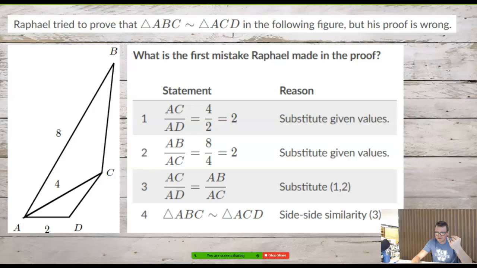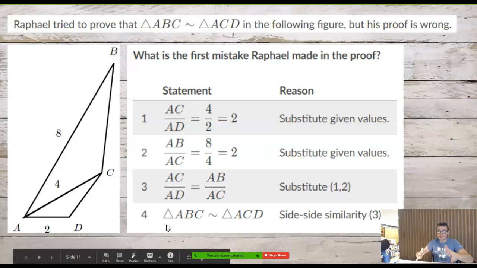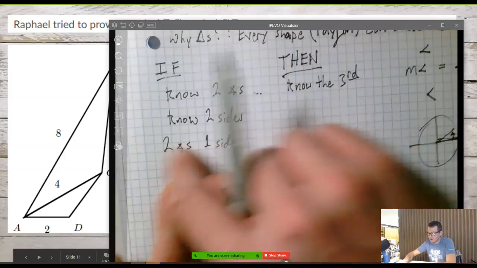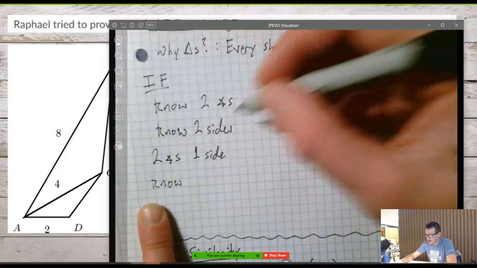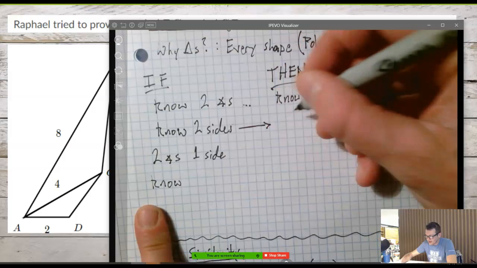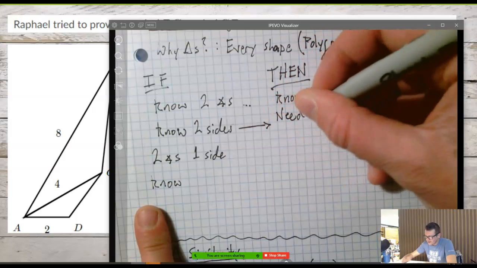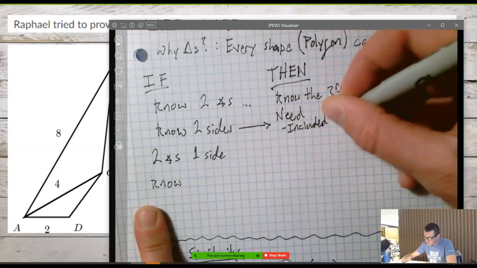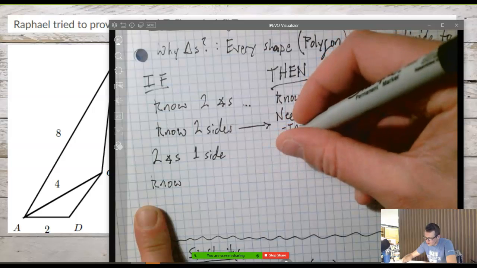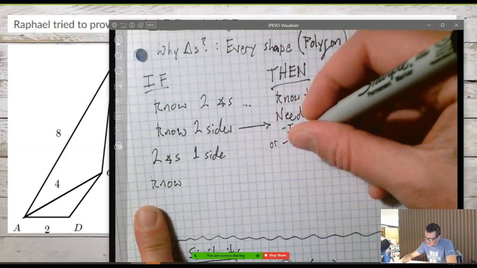You either need an angle between the sides, or the third side. Thank you. So please, in your notes, if we know 2 sides, we either need an included angle, or the third side.